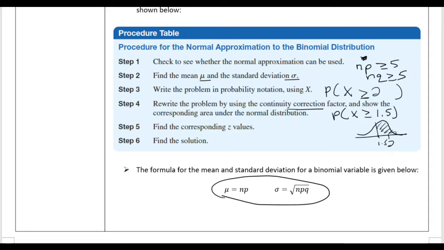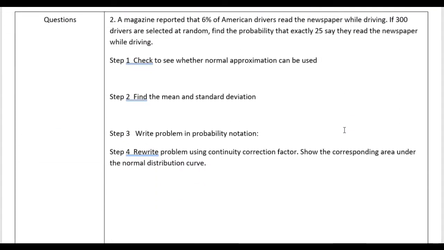And then you're going to find the z values. Again, you're going to use the z formula, using the sigma and the mean that you found in step 2. And then find the solution. Finding the solution means using the z table. So you use the z table. Okay, so let's show you how this works.